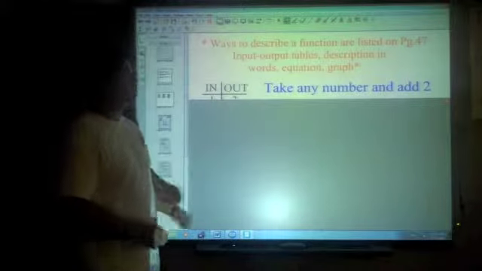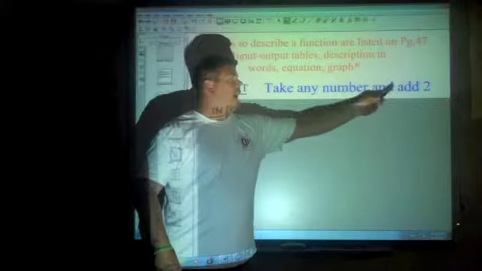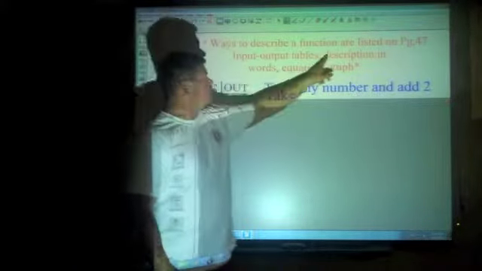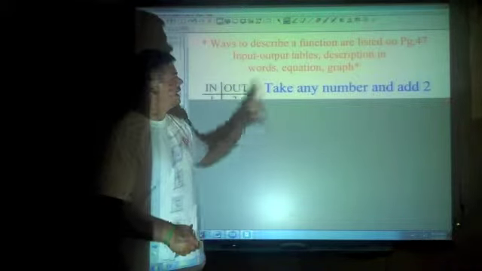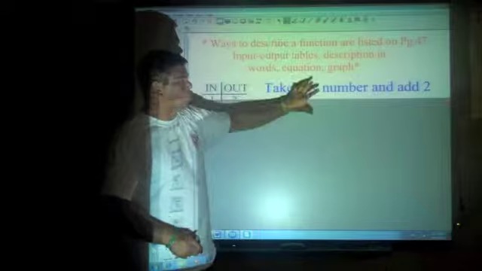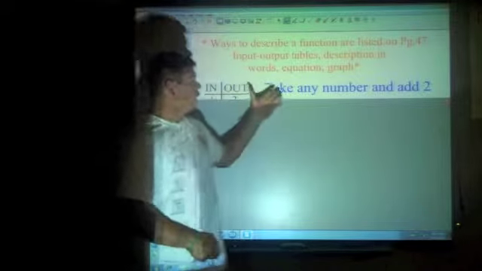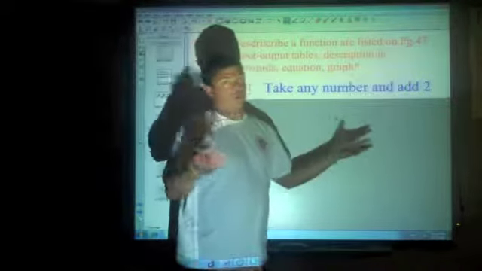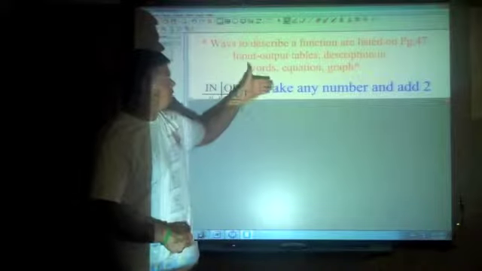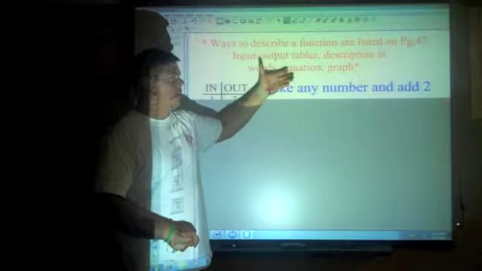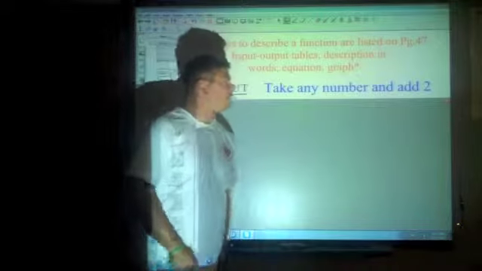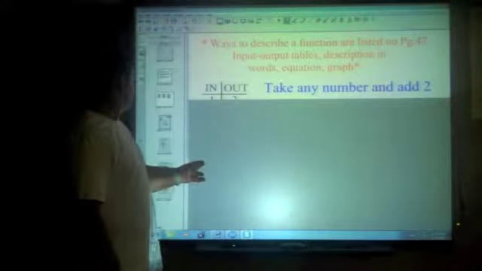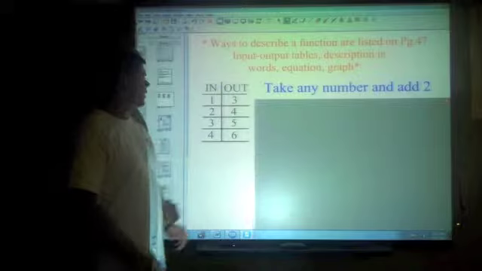Here's an example of it in words. Take any number and add 2. So in words, a description in words, it doesn't matter what the value is. If somebody says, all right, apply this rule to 100, you would go, well, 100 plus 2, 102. If it said to put it in for negative numbers, wouldn't matter, decimals, fractions, no matter what, take the number and add 2. As an input-output table, it could look like this.